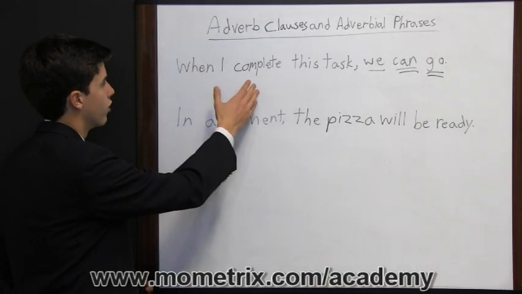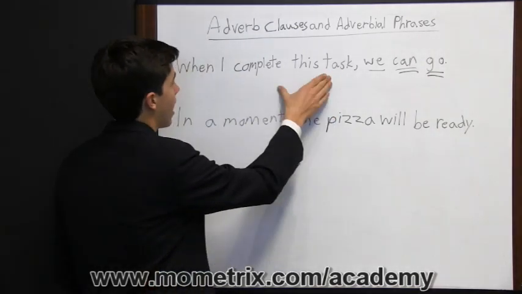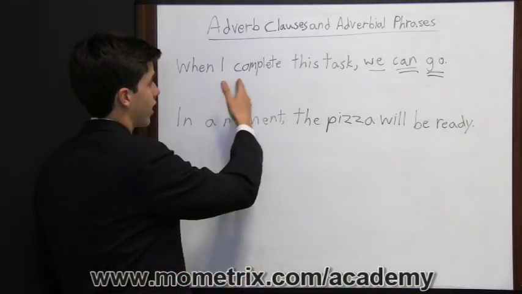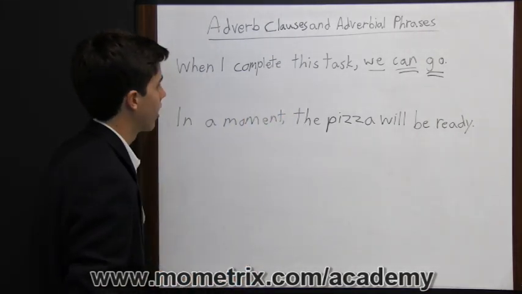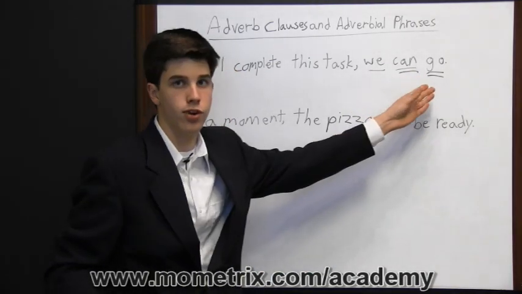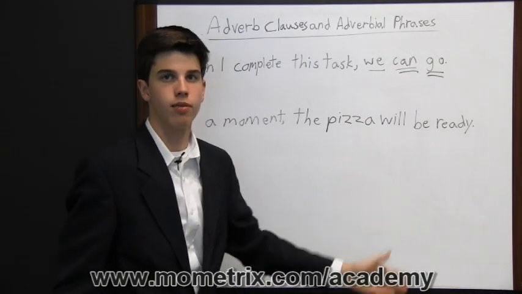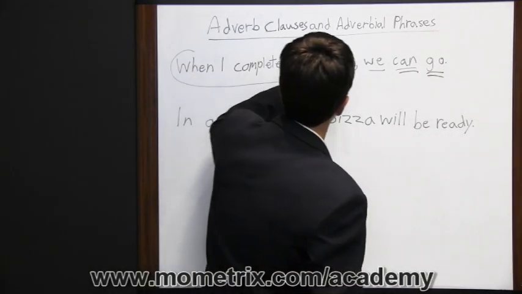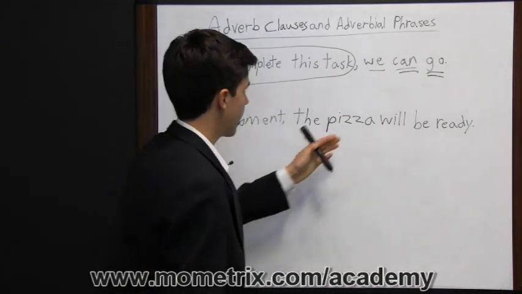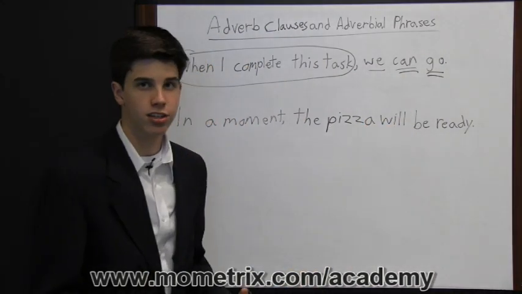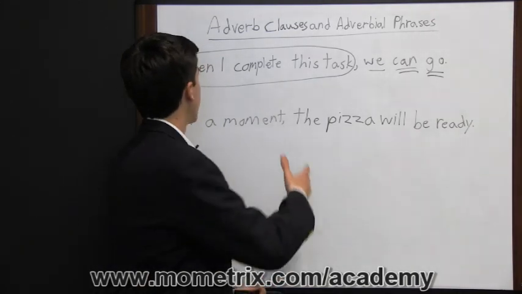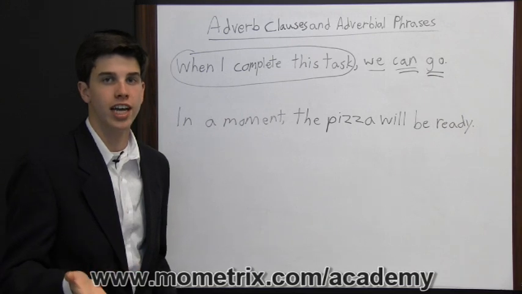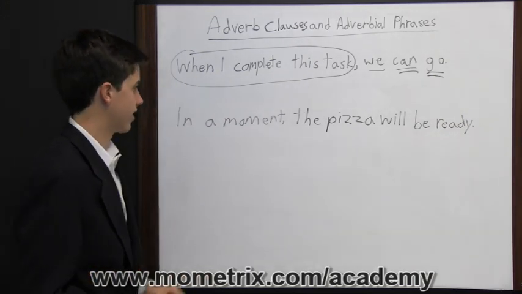Now there's not one word in this adverb clause right here that actually would be an adverb by itself. It's the group of words right here together that modify the verb can go, or the verb phrase can go, because can and go together make up the verb phrase. So when I complete this task is our adverb clause, and it modifies can go. It's answering the question when. When can we go? When I complete this task. Because adverbs often answer a question. So the question here is when, and it's saying when I complete this task.